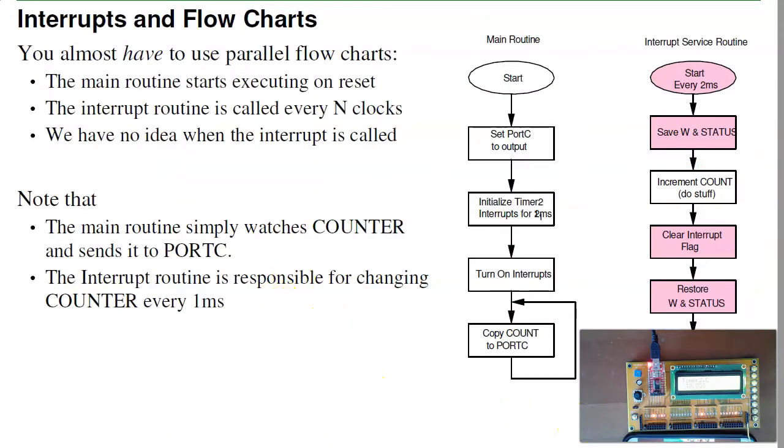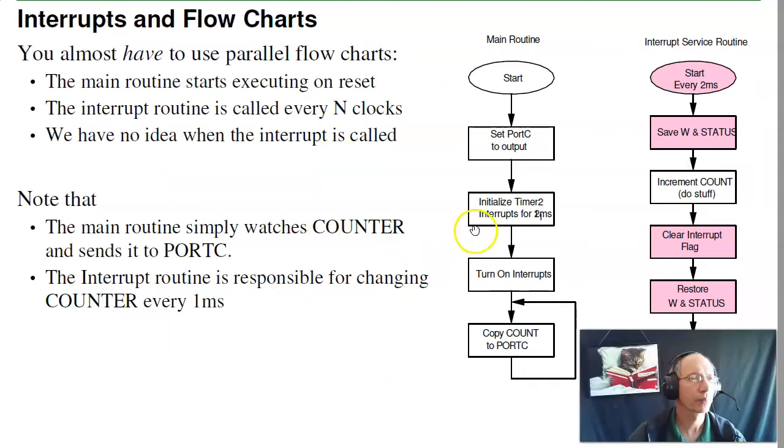If you want to draw a flowchart for a program with an interrupt, you almost have to have two separate flowcharts. One for the main routine: on reset, I execute this routine. Then a second flowchart for the interrupt. That's because the interrupt happens whenever n clocks go by. I have no idea where that's going to happen inside the main routine. So likewise, this is almost in parallel. Every n clocks, I'll call the interrupt.